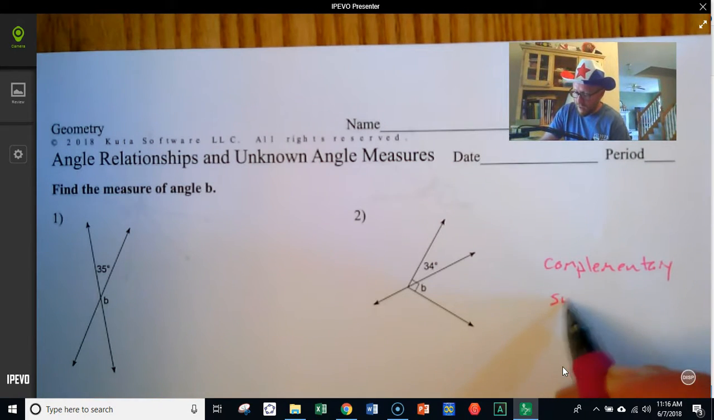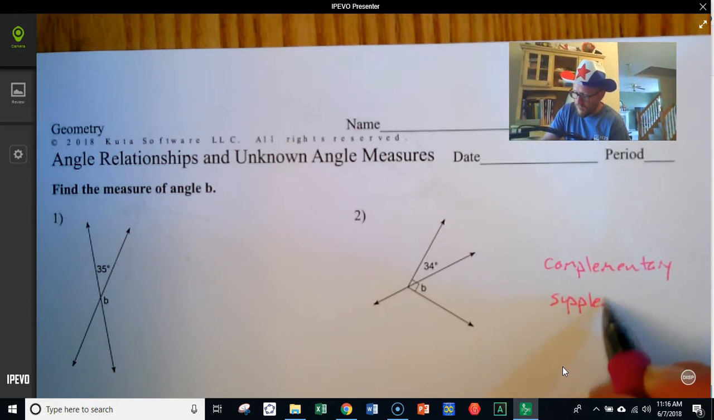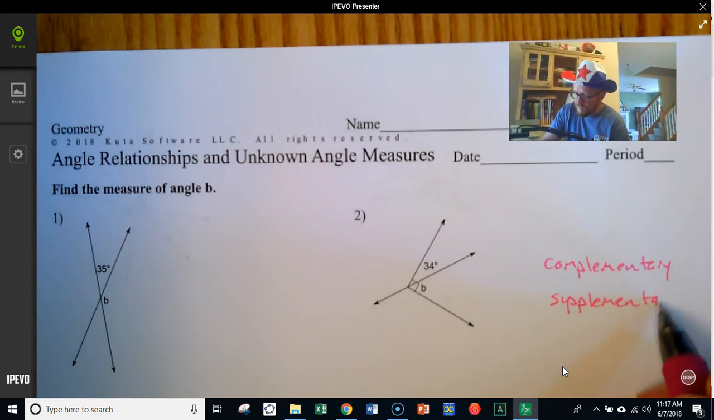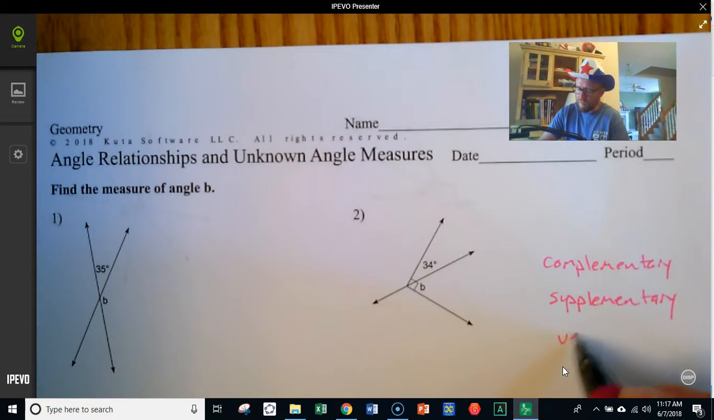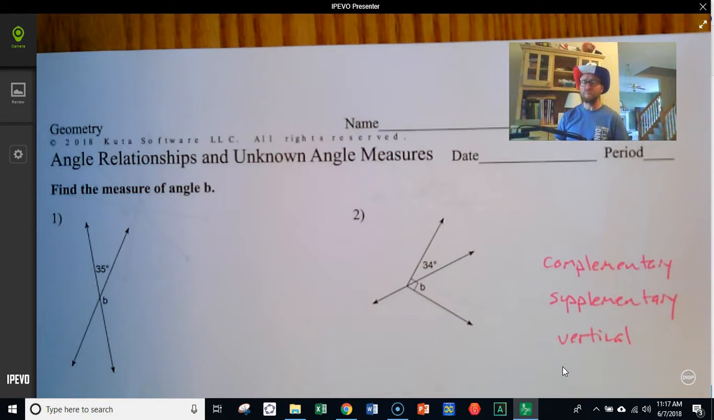We're also going to look at supplementary angles, which means they add up to 180. So if you know one of them, you subtract that from 180 and you get the other one. And we're going to look at vertical angles. So vertical angles have the same measure. This is actually pretty easy.